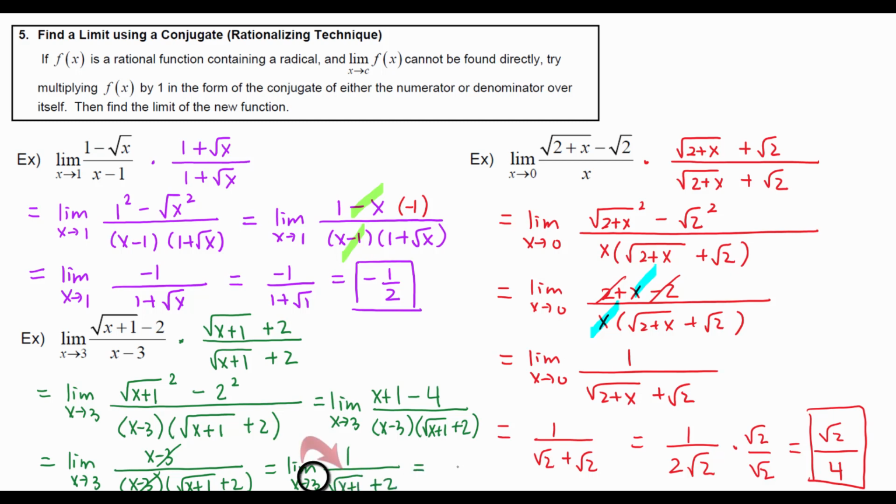So now you get to do the direct substitution. You get 1 over radical 4 plus 2, which is 1 over 2 plus 2, which is 1/4. So you found the limit.